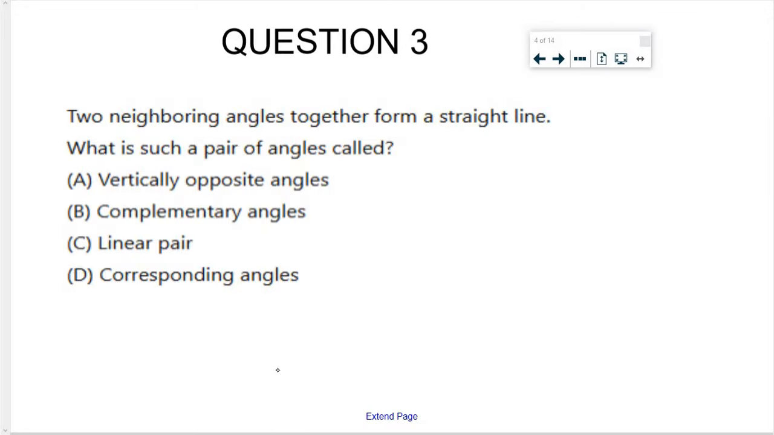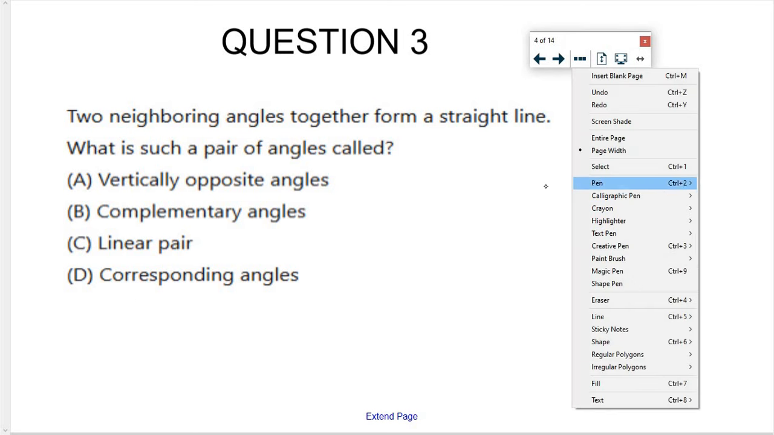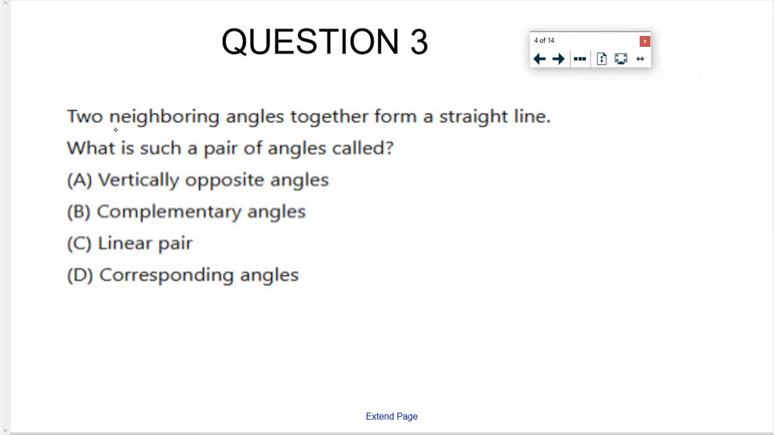The next question. 2 neighboring angles together form a straight line. Neighboring, in other words, is known as adjacent. So two adjacent angles together form a straight line. The question is, what is such a pair of angles called? I repeat, question 3. Two neighboring angles together form a straight line.